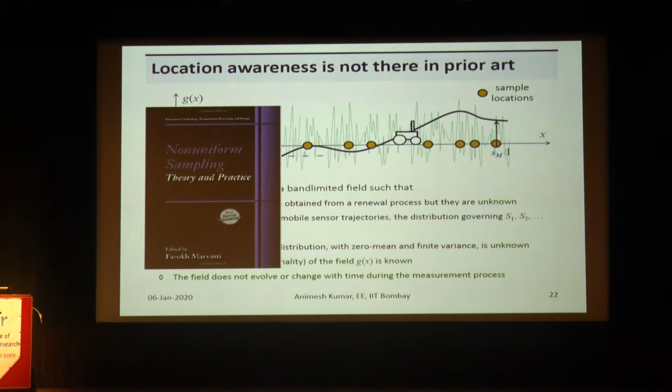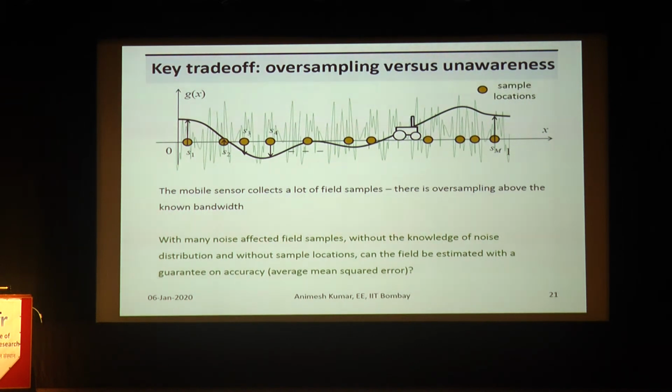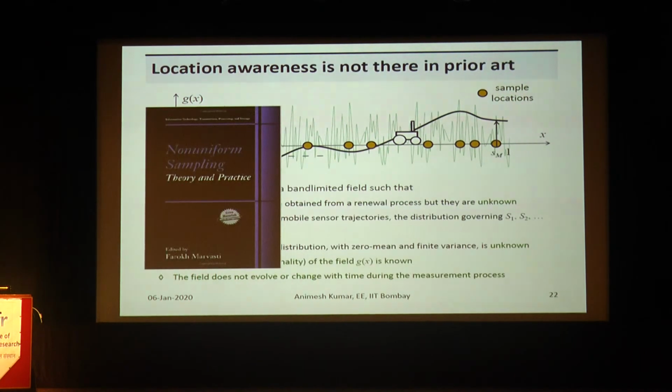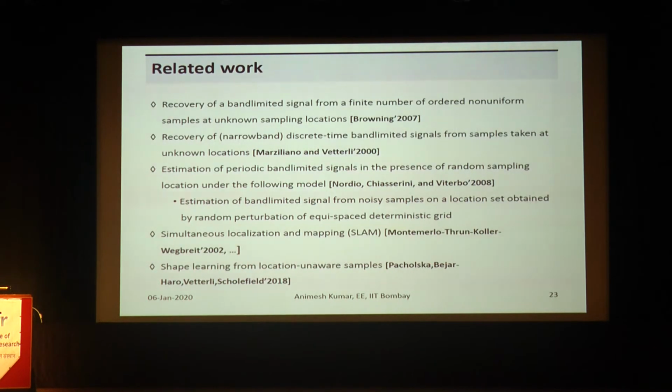The key difference between the prior art and our work is that if we knew these points S1, S2, S3, and so on, it's just an exercise in irregular sampling or non-uniform sampling and reconstruction, but we don't know those locations, and that's the key difference. There's also related work, of which I think the closest one is by Browning, where he looks at a finite number of ordered non-uniform samples at unknown sampling locations, and then he comes up with some way of filtering or interpolating a band limited signal. He gives an algorithm, but he does not give any guarantees.